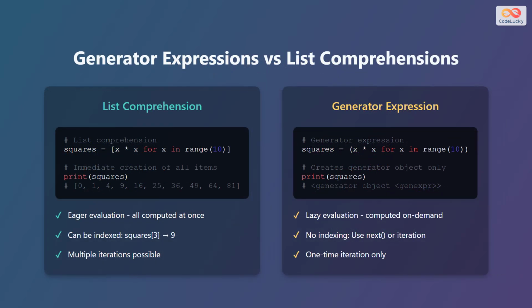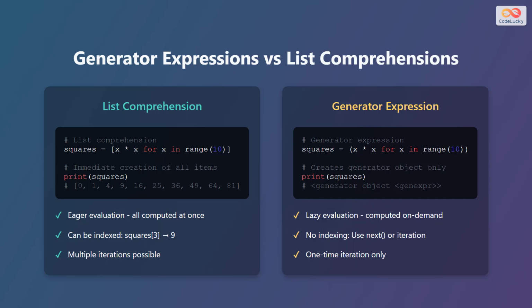Now let's compare generator expressions versus list comprehensions. On the left is list comprehension. The code creates a list of squares using list comprehension. For each x in the range 0 to 9, it calculates x multiplied by x and includes it in the list. The list is created immediately, and all the items are computed at once. When the squares list is printed, it outputs 0, 1, 4, 9, 16, 25, 36, 49, 64, 81.